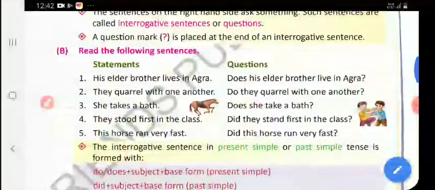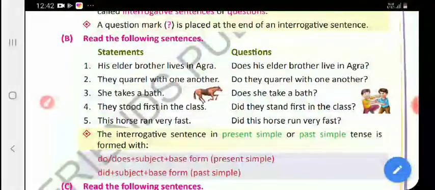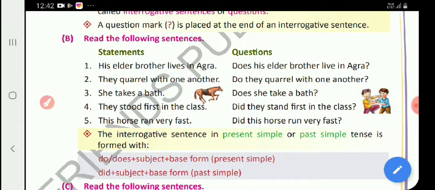Now, let us see how to change present simple or past simple tense into interrogative form. If the sentence is in present tense and the subject is singular, then please take the helping verb does plus subject plus base form of the verb, that is the first form of the verb. Now, if the sentence is in present simple and the subject is plural, please take the verb do plus subject plus base form of the verb.